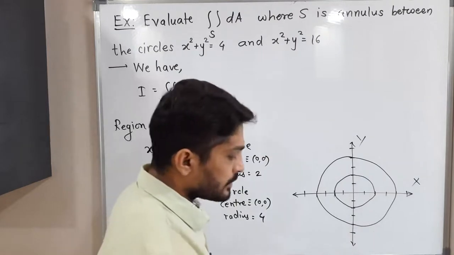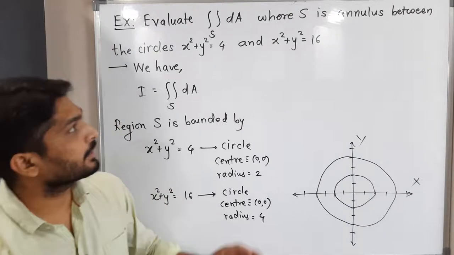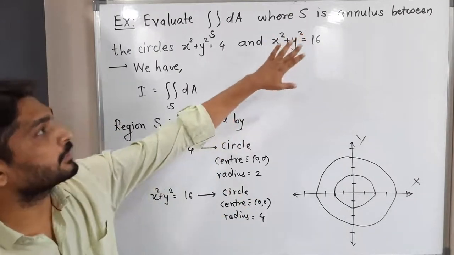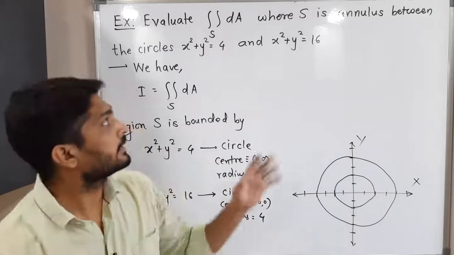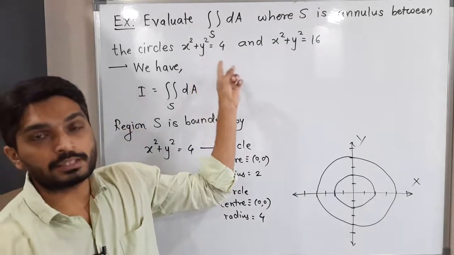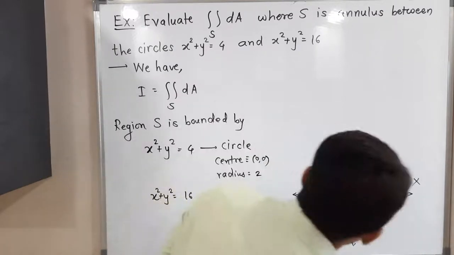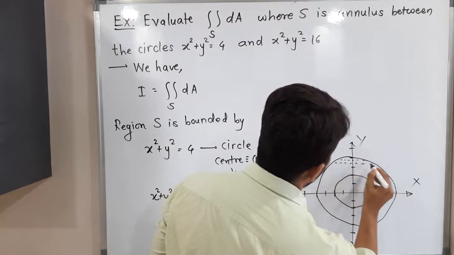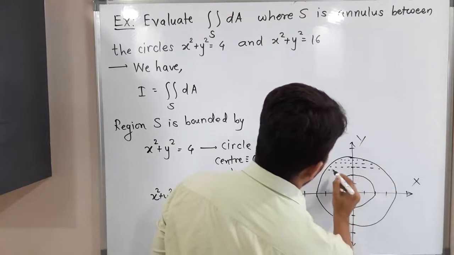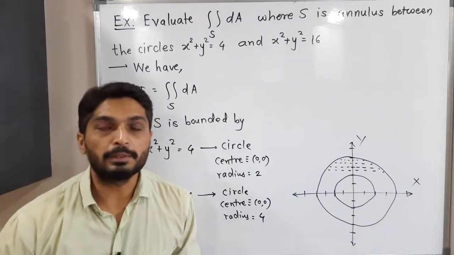So these are two concentric circles, that means having the same center, just the radii are different. What have they mentioned? S is the region or annulus between the circles, that means the region bounded by x square plus y square is equal to 4 and x square plus y square is equal to 16. Let me show the region of integration here. So this is our region S.